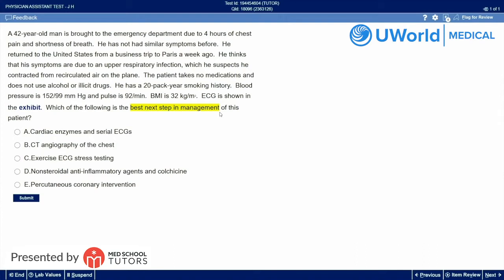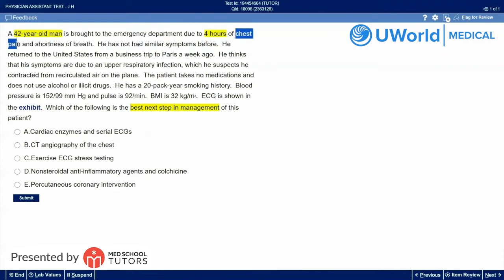Now, in other cases, we may be able to identify which organ system we're looking at and maybe narrow down what this question wants by reading the actual question first. No such luck here. All we can identify is that it's a management-based question. So we go back to the top of the question and read from the start. A 42-year-old man is brought to the emergency department due to 4 hours of chest pain and shortness of breath.